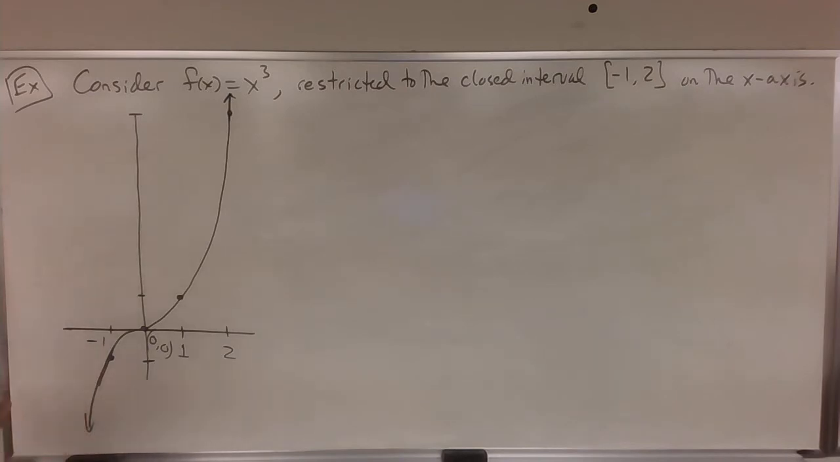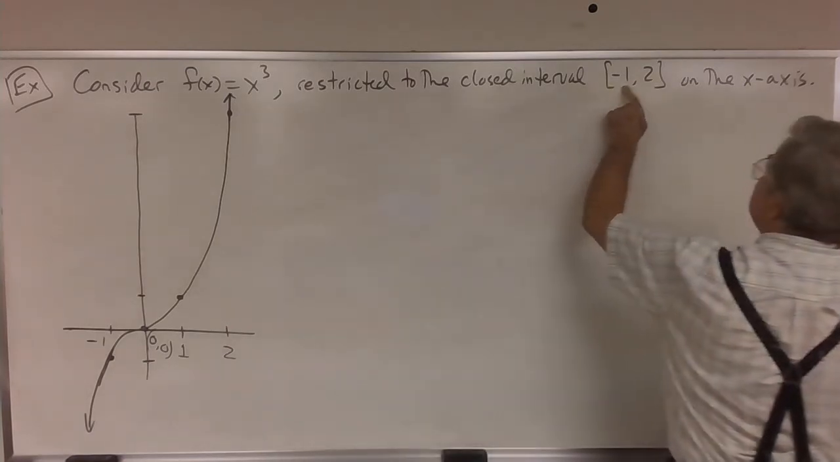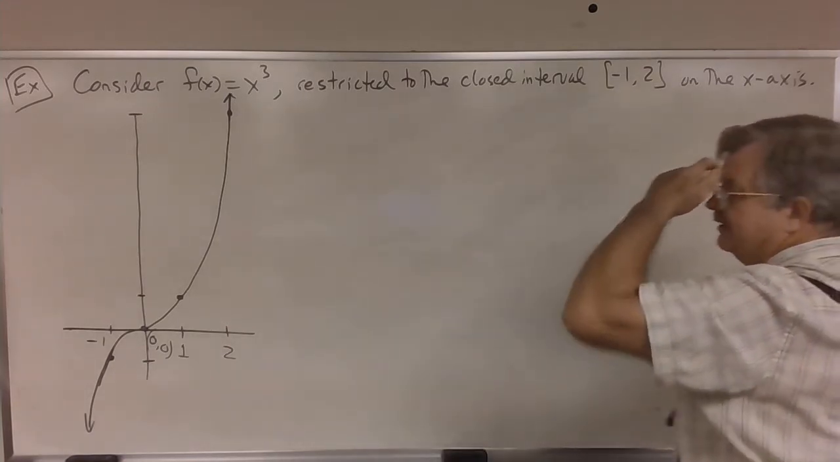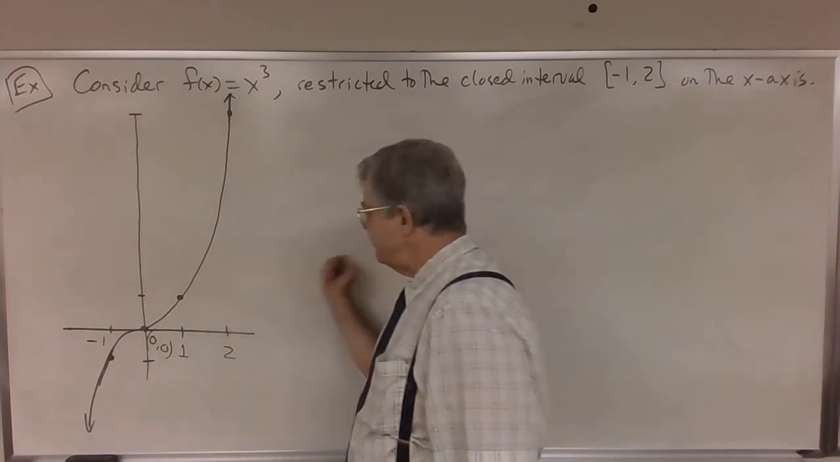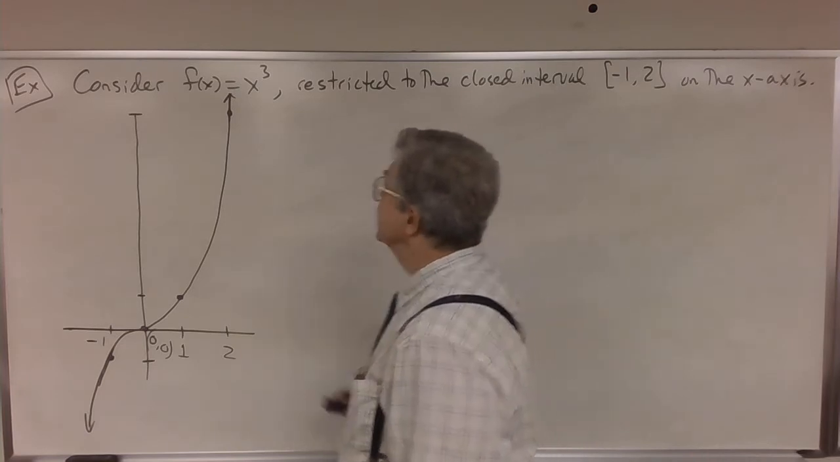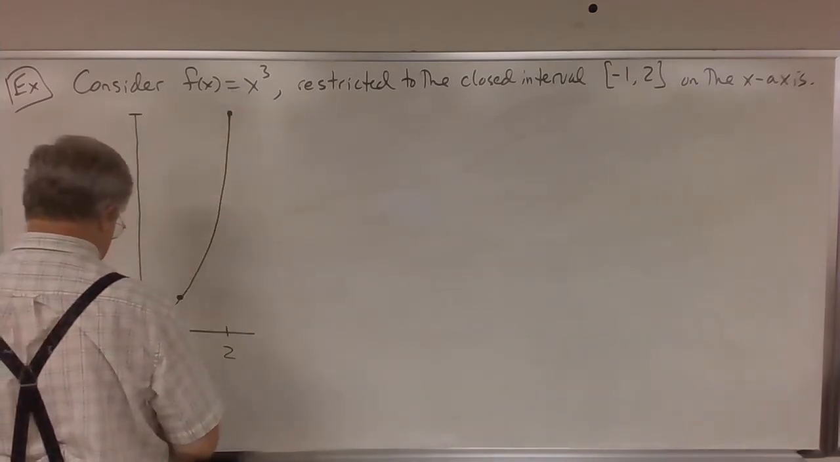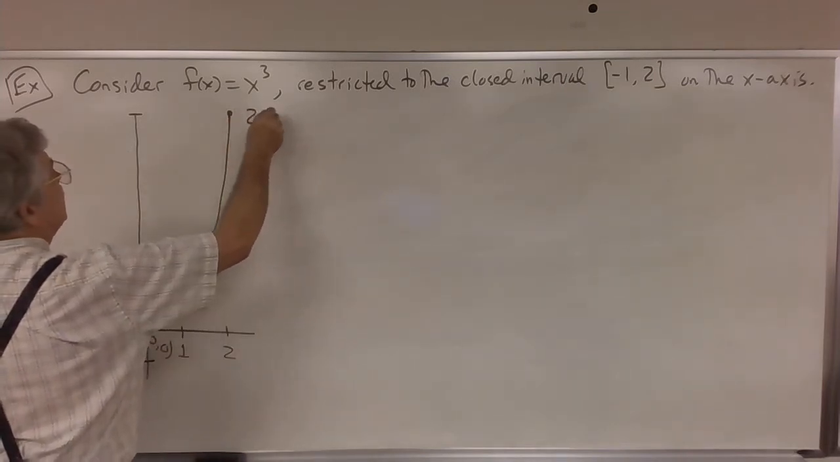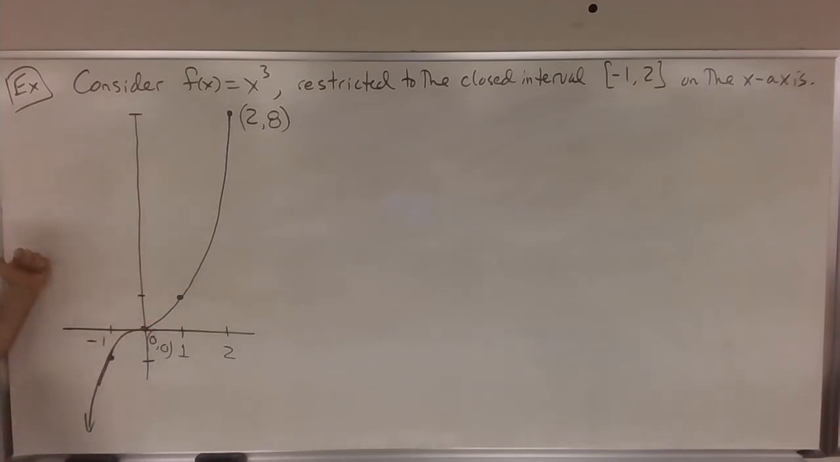Here's the function f of x equals x cubed. And we want to restrict it to the closed interval from -1 to 2 on the x-axis. So any part of the graph that extends to the right of x equals 2, we're going to chop that off. And any part of this graph that extends to the left of x equals -1, we're going to chop that off too.